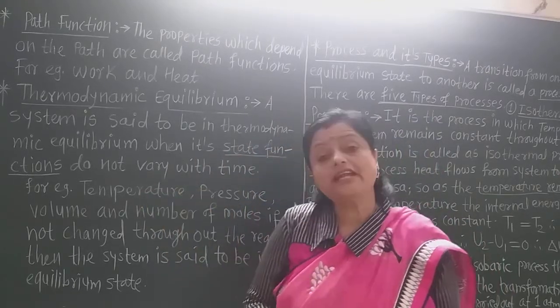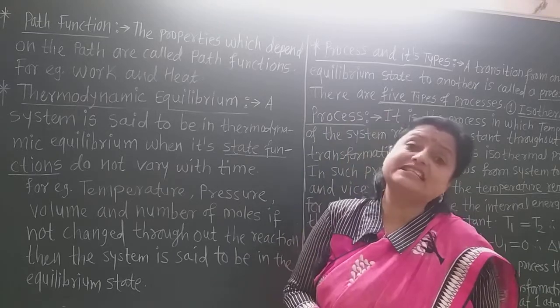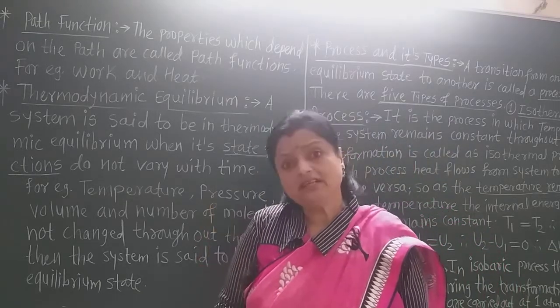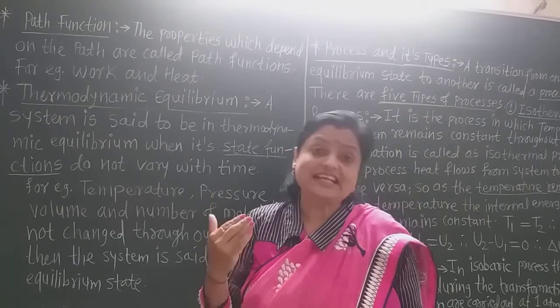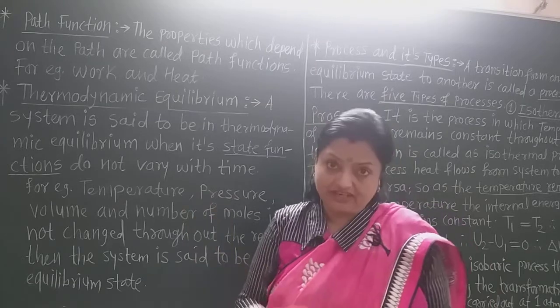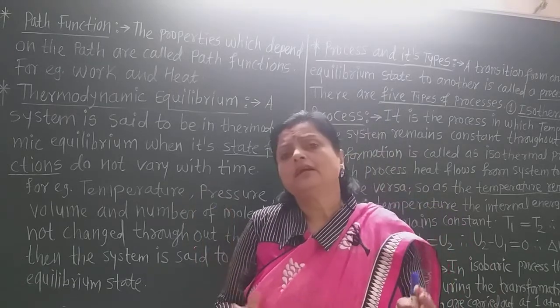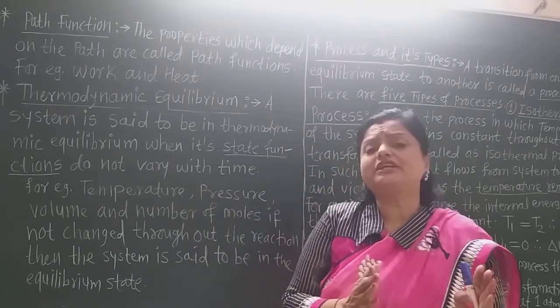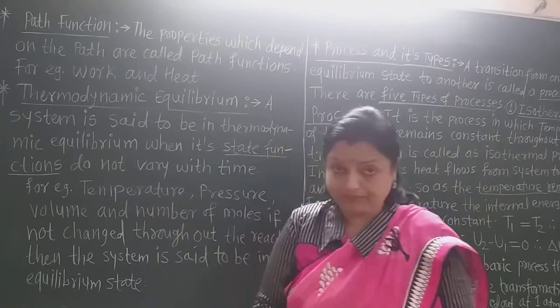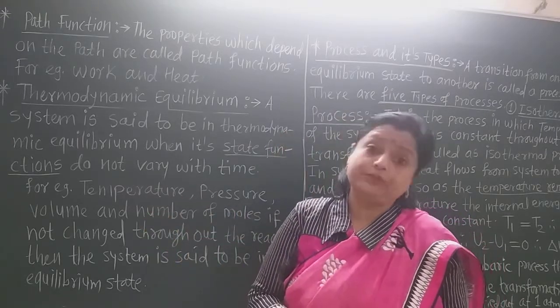Because in thermodynamics, we are always interested in the change in a function, that is delta T. How is delta T obtained? T2 minus T1. So here only the initial temperature T1 and final temperature T2 are necessary. These are called state functions.